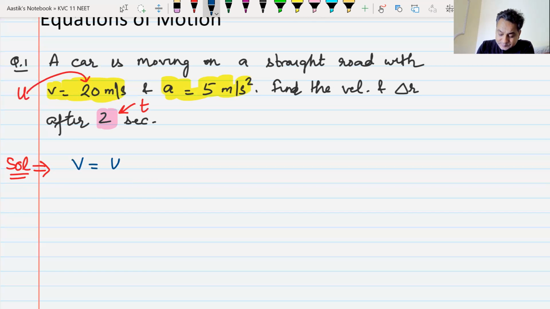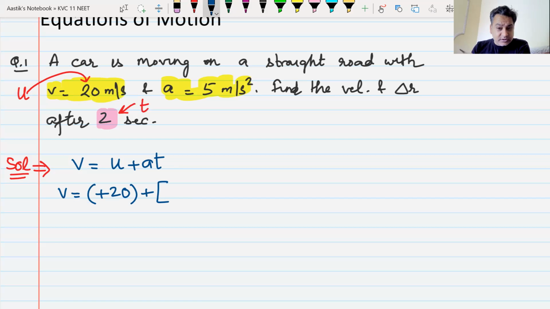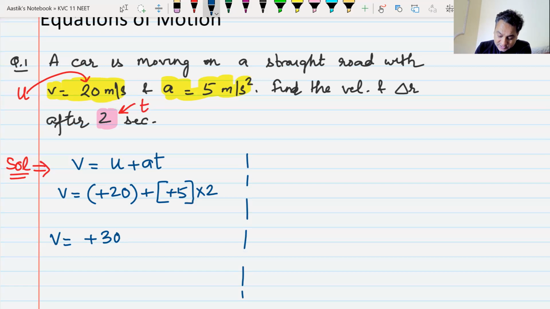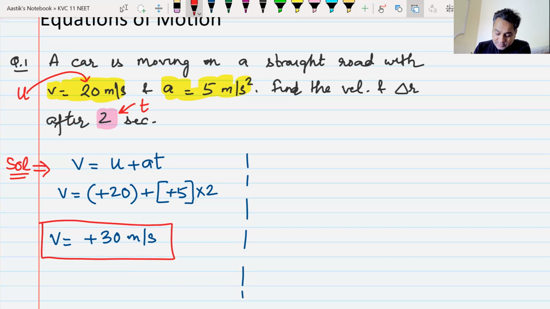So which equation should you use? v is equal to u plus at. It's not given how this body is moving, so I assume that it moves along positive x. So I'll take u, the initial velocity, as plus 20 because I'm assuming that it is moving along positive x, plus the acceleration, it is not given as retardation, so I'll also take it as plus 5, multiplied by time, 2 seconds. Solving this, I will get plus 20 plus 10, which is plus 30 meter per second. That is the velocity after 2 seconds.